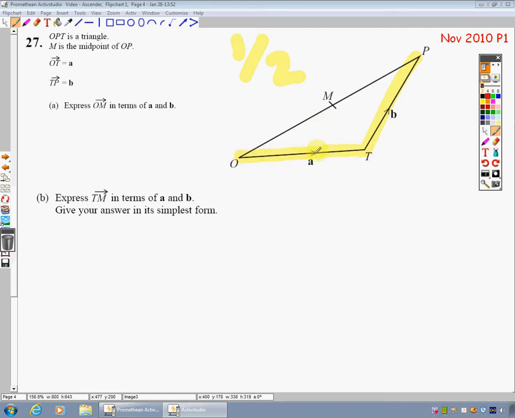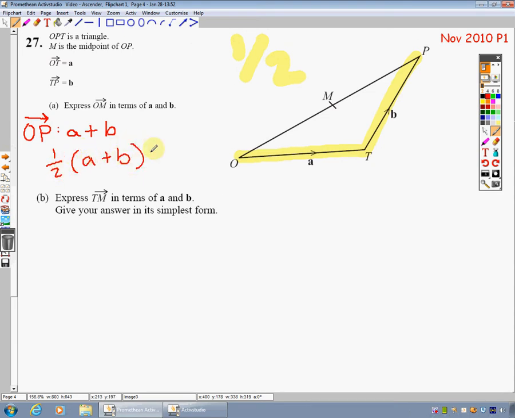So I'm just going to write down my vector A. Vector A goes with it, and then I'm going up here and it's with my grain again. It's with the B, so it's plus B, and that's going to give me O to P. That's my journey. O to P is along here, along A, and then along B, so A plus B. But in order to get from O to M, that's got to be half of that. So I'm just going to call out half of A plus B is O to M, and that's your answer.